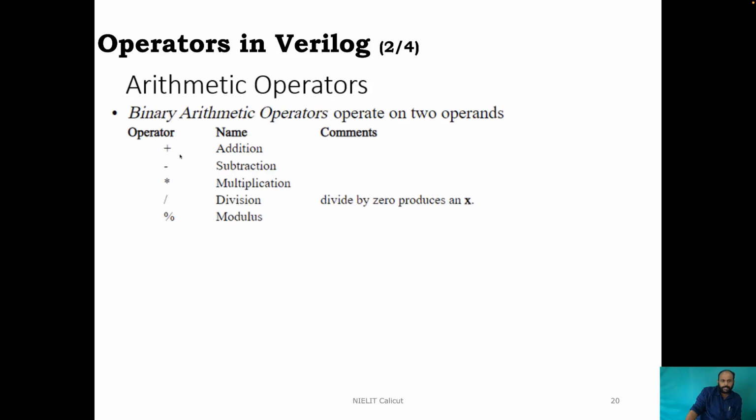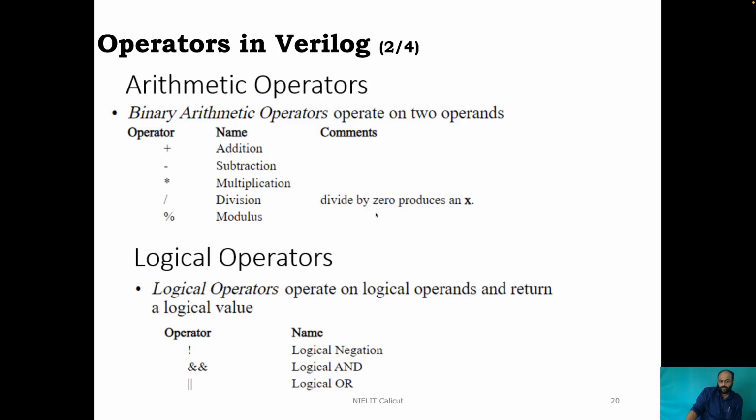Now arithmetic operators: addition, subtraction, multiplication, division, and here comes the modular division. I hope you know the difference between normal division and modular division. The normal division operator will give you the quotient of a division, whereas modular division will give you the remainder. If you divide a number by 0 using normal division, it will produce an X, or unknown condition, in Verilog. Now logical operators include logical NOT or logical negation.